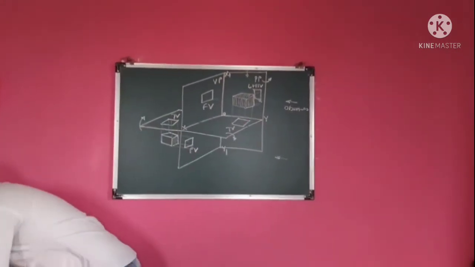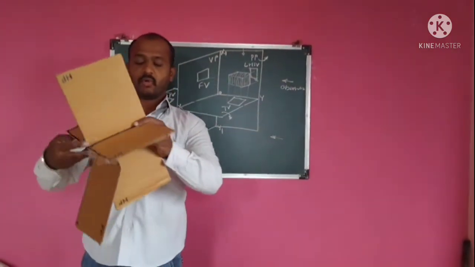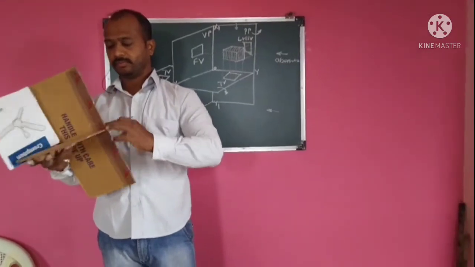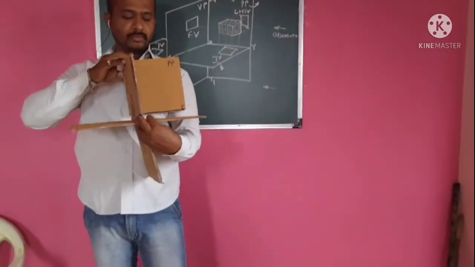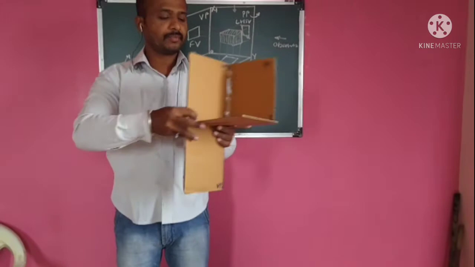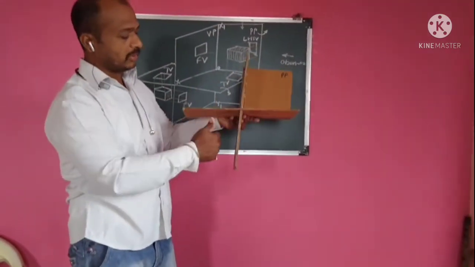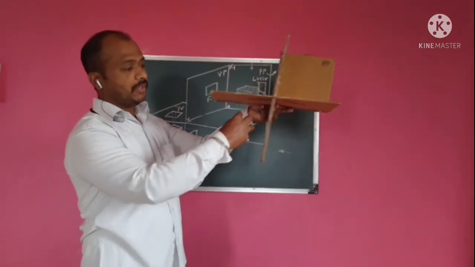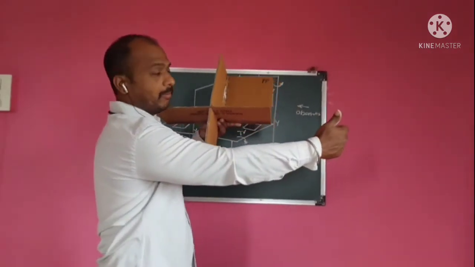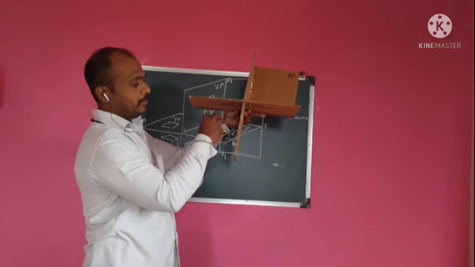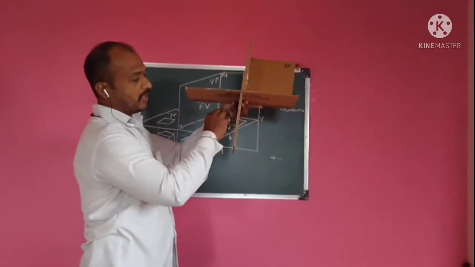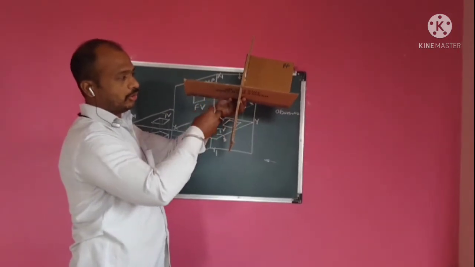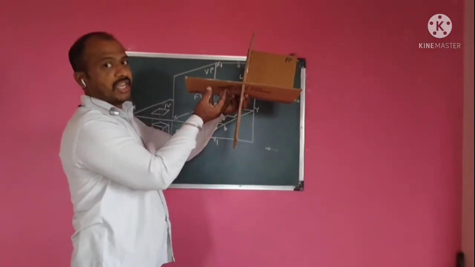I will explain this by using this model. See, this is the first quadrant, second quadrant, third quadrant, fourth quadrant. If the object lies in the third quadrant, its front view, the observer is always on this side. Remember, the observer is always on this side. If the object is here, we are going to draw its front view on this PP, and we are going to draw its top view on this HP.